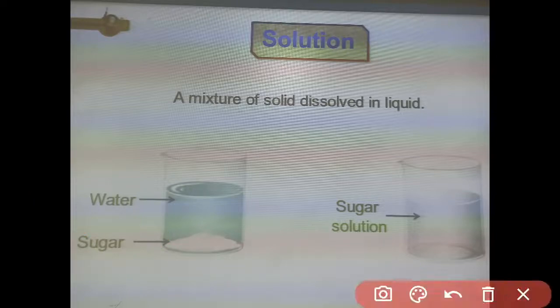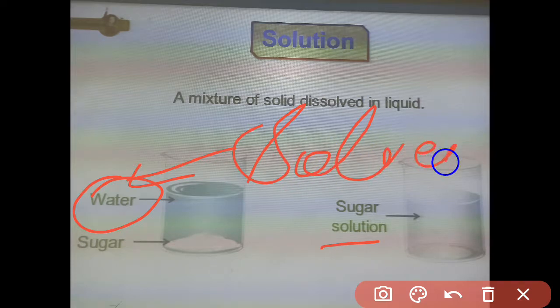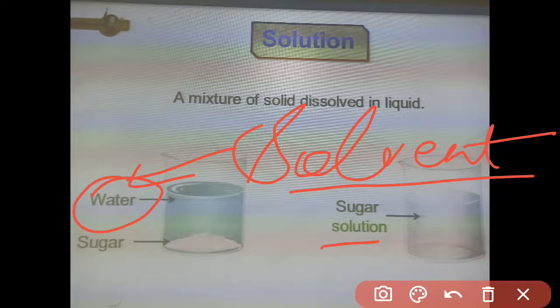On the other hand, the material which is present in larger quantity, for example, in this sugar solution, water is present in larger quantity. That is why water is called the solvent. So we can define solvent as that part of the solution which is present in larger amount. So in this sugar solution, water is present in the larger amount.